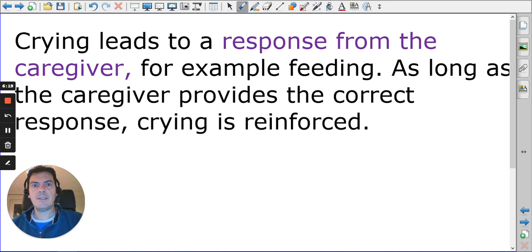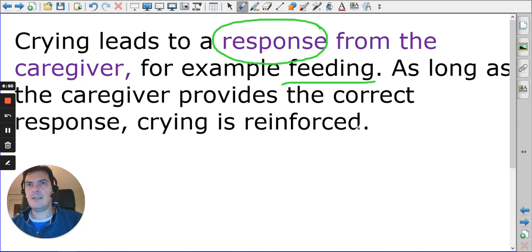So that particular form of reinforcement leads to a response from the caregiver. The caregiver responds to the baby crying, and so they may feed the child. So once again, food becomes quite important here. As long as the caregiver provides the correct response, the crying is reinforced. In other words, every time the baby cries and the mother is able to respond correctly. Now, of course, this has perhaps got no direct link to caregiver-infant interactions and this idea that you need to be sensitive to the child's needs.